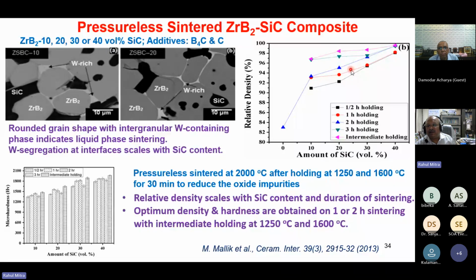And you can see for 20, 30 and 40 volume percent, the density kept on increasing, from above 98 to nearly 99.5 or 100%. And similar behavior is observed for micro hardness of the ZrB2 phase also. So that shows that the silicon carbide addition also helps in densification because it helps in reducing oxide impurities.